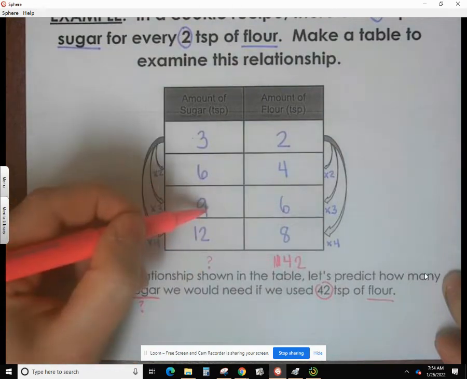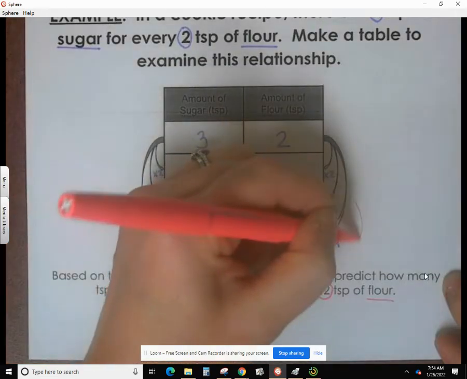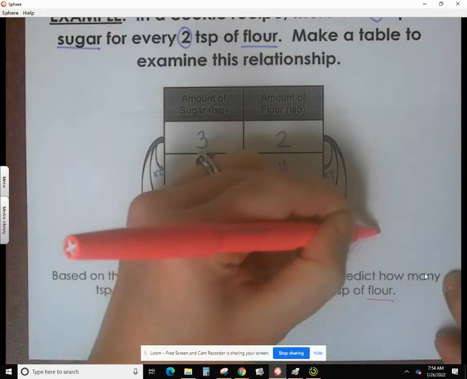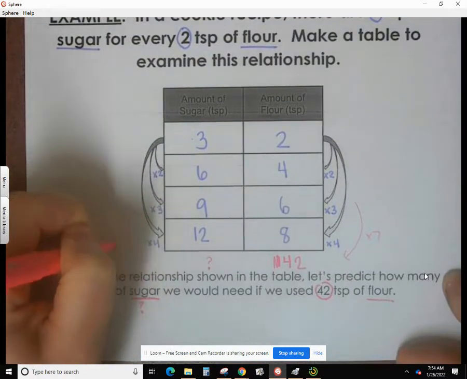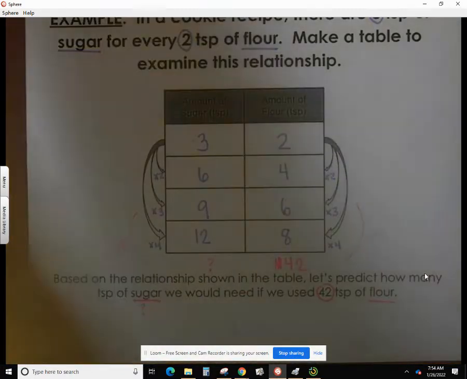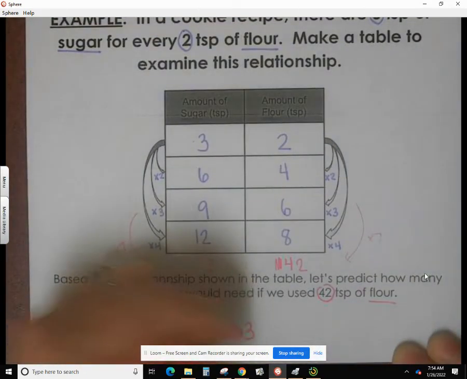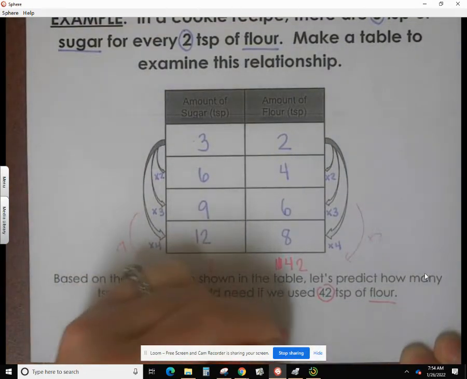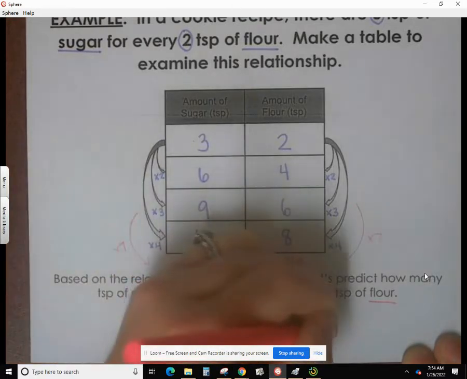That means that I can also take 9 and multiply that by 7. And so basically I'm looking at from here to here is times 7. So I can go here to here times 7 to help me make that prediction. And I'm running out of ink. Let me grab another pen. So 9 times 7 is 63. So that means I need 63 teaspoons of sugar.